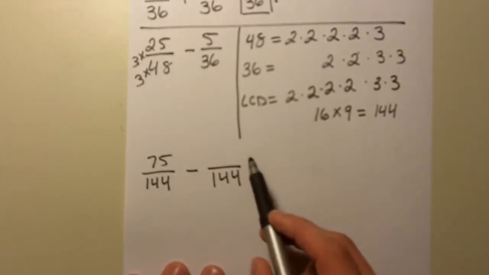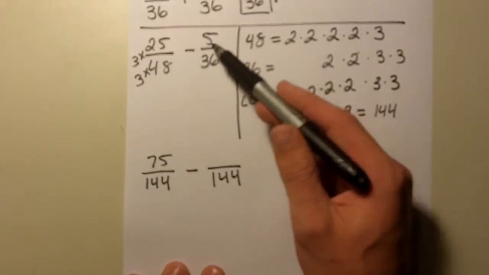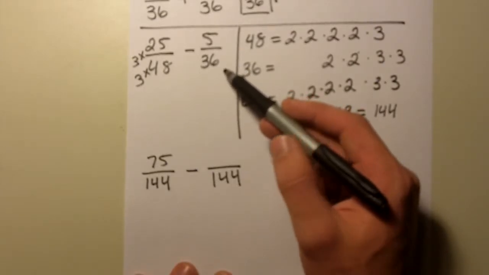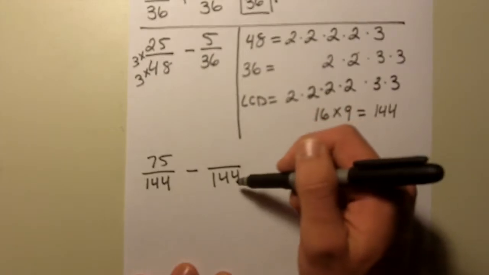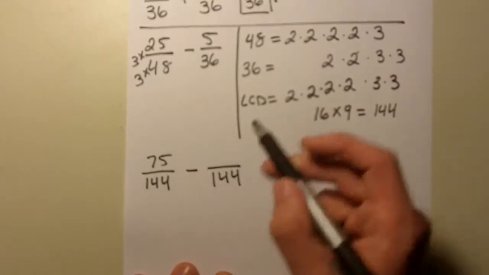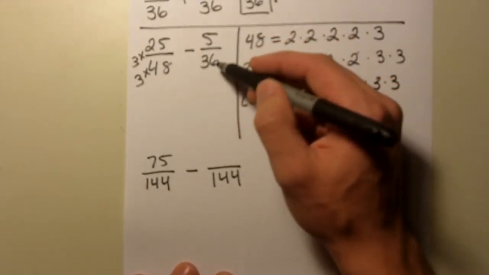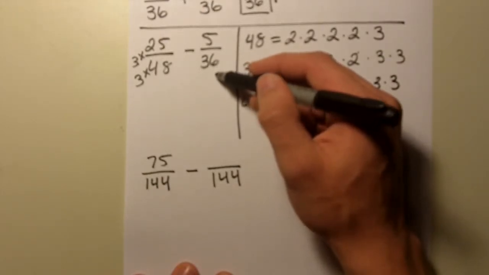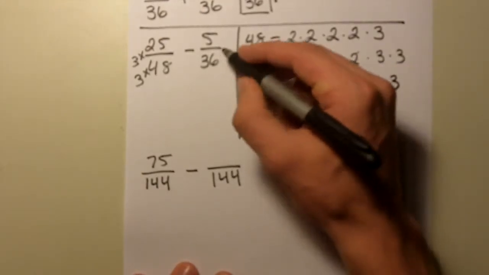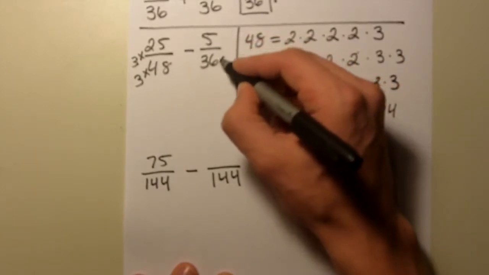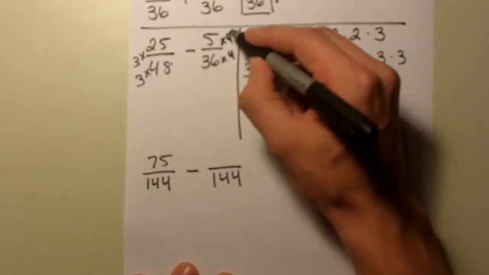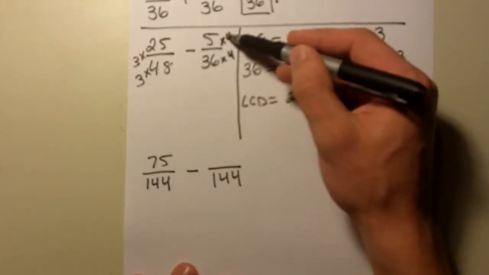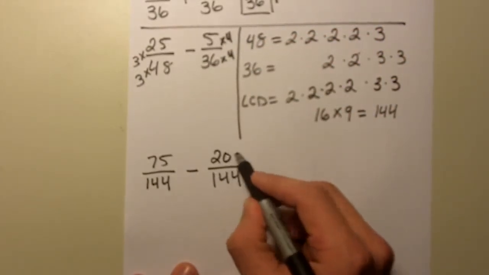Okay, and now we need to figure out the same thing for the second term. How many times would 36 go into 144? And I'm going to use the same method I did before. I know that 6 times 4 is 24, and that ends in a 4, so I'm just guesstimating. Let's see if it works here. 6 times 4, I believe it is. So we're going to multiply the top by 4 as well. So we're going to have 20 here.